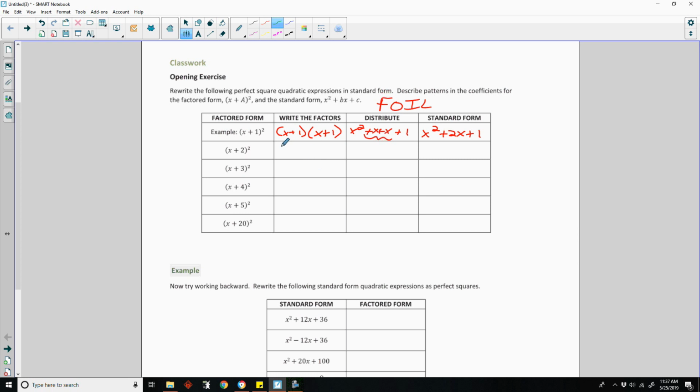All right, so now I'm going to do this. So all I'm doing is taking the factored form, which is x plus 2 squared, and saying it's x plus 2 times itself. Okay, and then I'm going to do the distributive property. X times x is x squared. X times 2 is 2x. 2 times x is 2x. And then finally 2 times 2 is 4. Combine my two middle terms, and that will give us the standard form of x squared plus 4x plus 4.